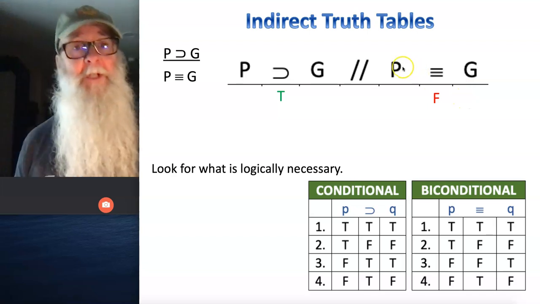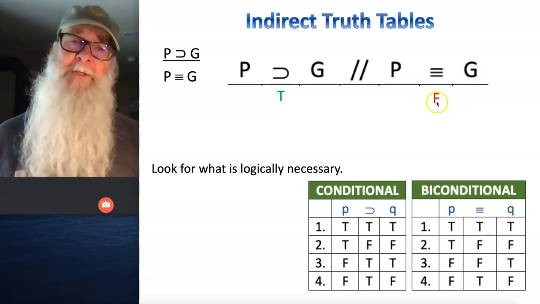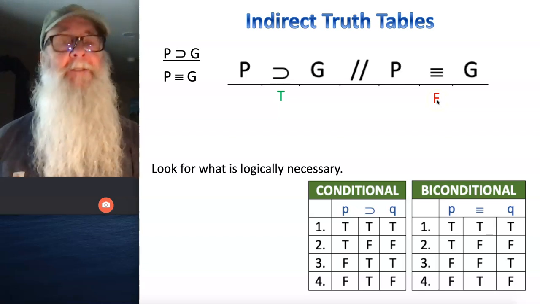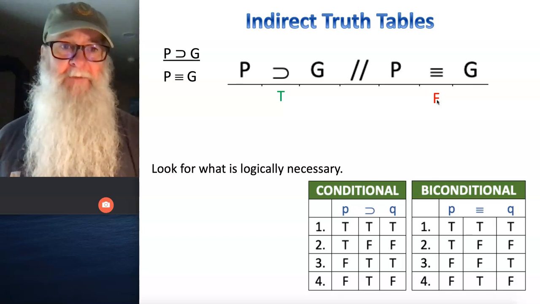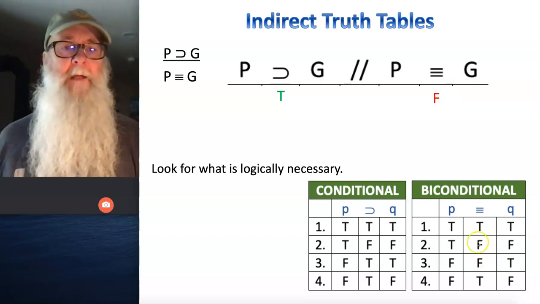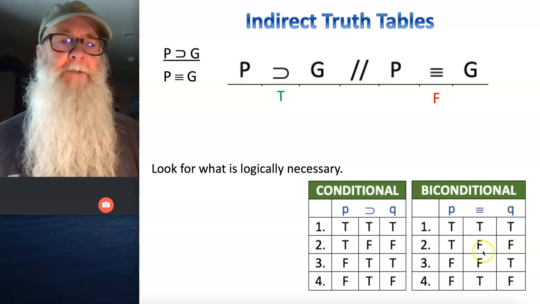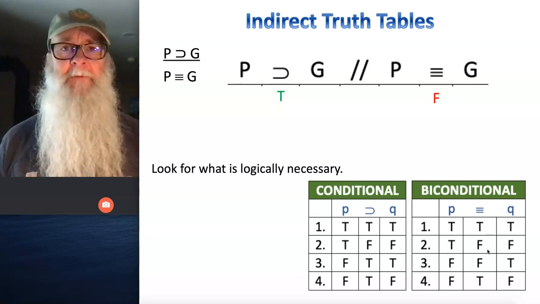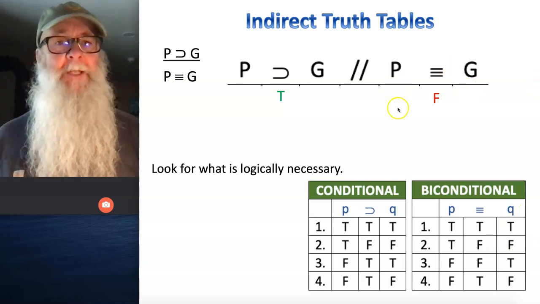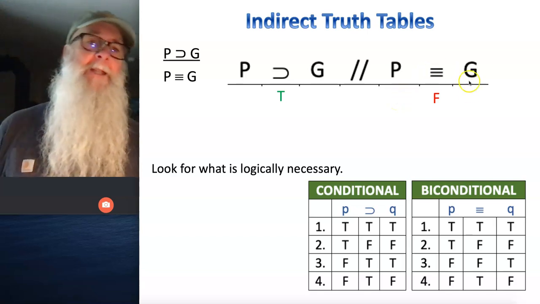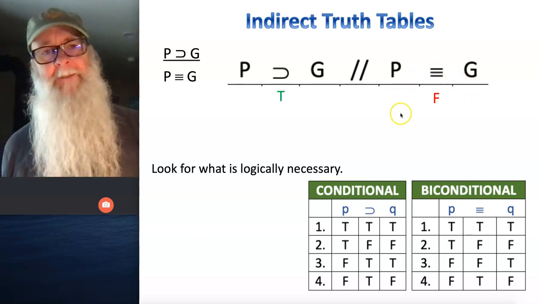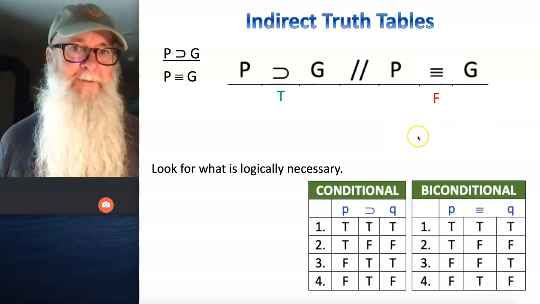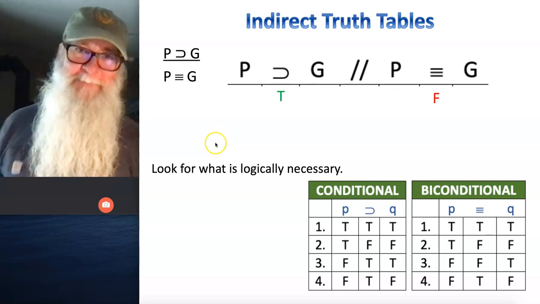So maybe we'll look at the conclusion statement, P triple bar G, which we're assuming is false. Is there anything that would be logically necessary about P or G given our assumption that the triple bar is false? And the answer again is no, because we see on lines 2 and 3 of our biconditional truth table, the biconditional is false, but the combinations of truth values are different. On line 2, the left side of the triple bar is true and the right side is false, and on line 3, the left side is false and the right side is true. So we're stuck. What do we do?